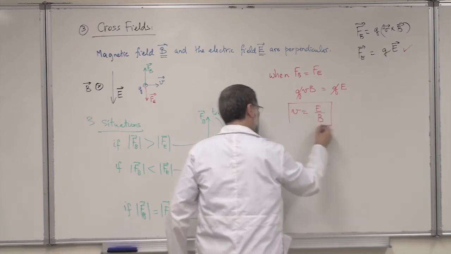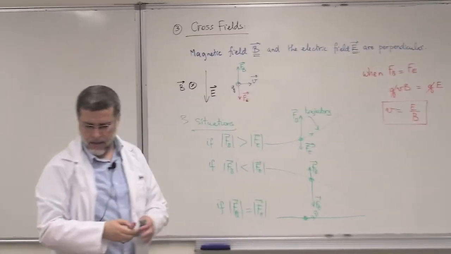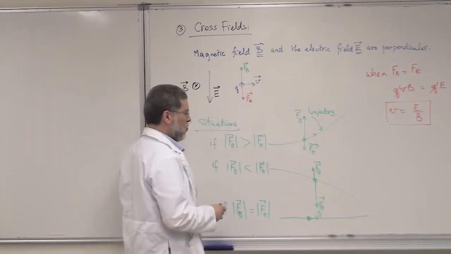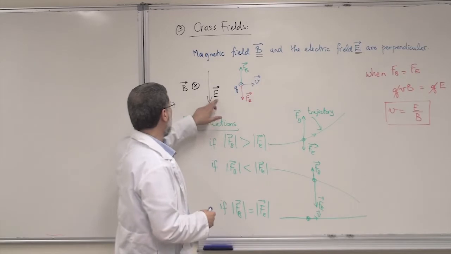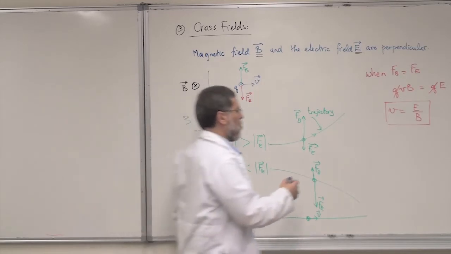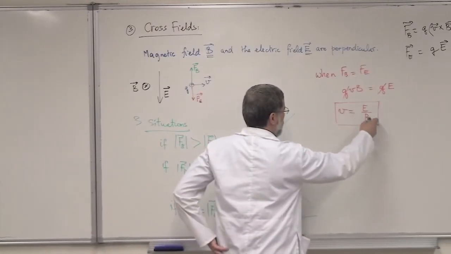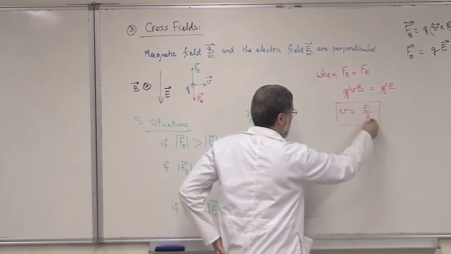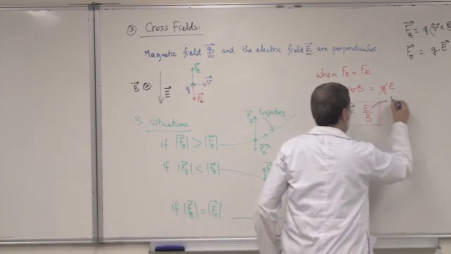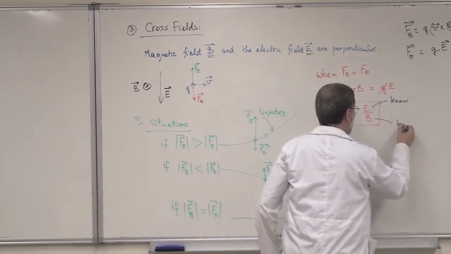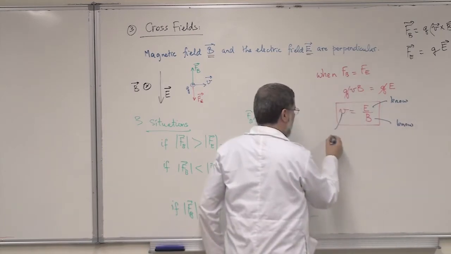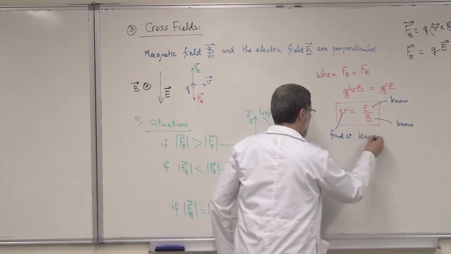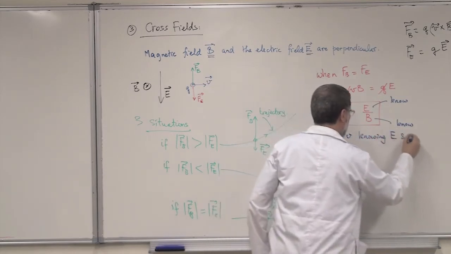Okay? So what people do in this case is called the velocity selector. What do they do? They play with the electric field and the magnetic field so that the ratio gives them the speed of the particle. If I know E and B, I can find V, knowing E and B, all right?